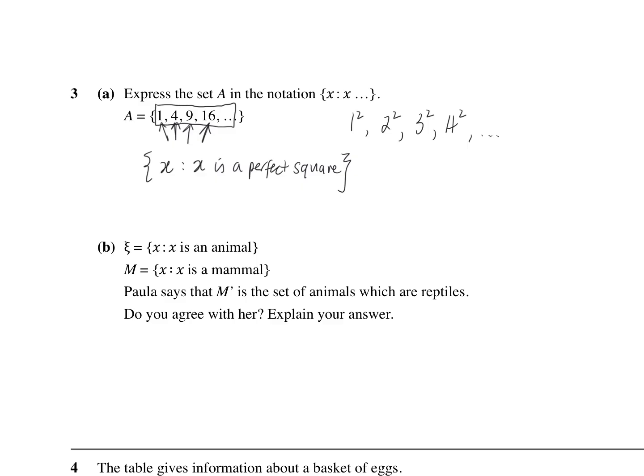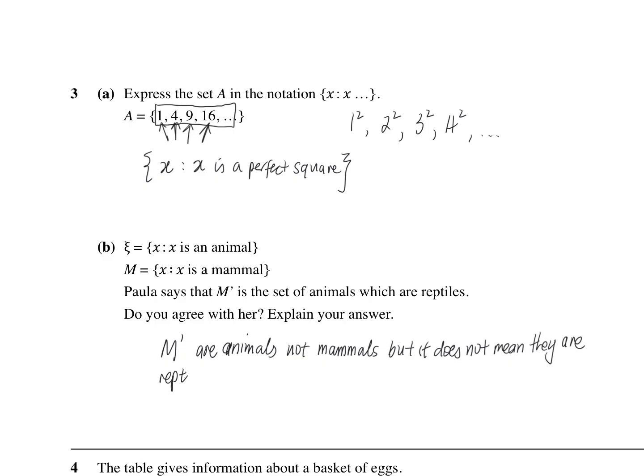Okay, then it says the universal set is all the animals and M is all the mammals. So Paula says that M prime is the set of animals which are reptiles. Do you agree? Why? M prime means all animals that are not mammals. But does it mean that they must be reptiles? Not mammals, but it does not mean that they are reptiles. What other groups are there?